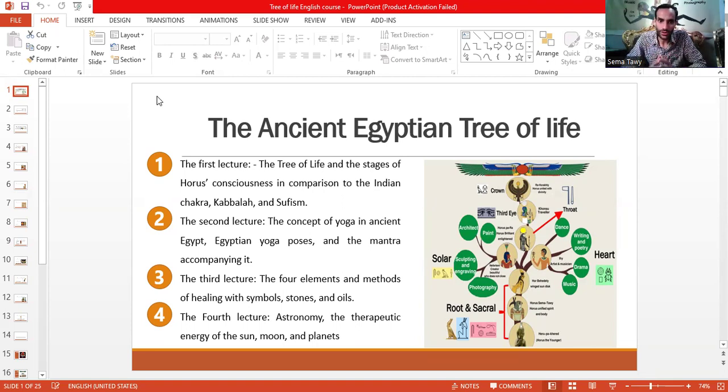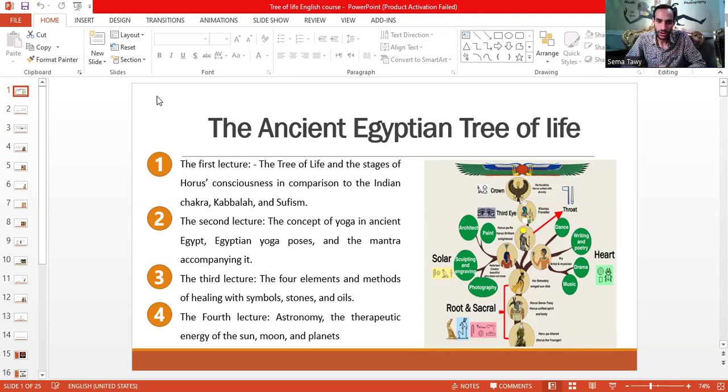This small course consists of 4 lectures. The first one, we will express the tree of life and the stages of Horus consciousness in a comparison with the Indian chakra system, with Kabbalah in Judaism, with Sufism in the Islamic school.